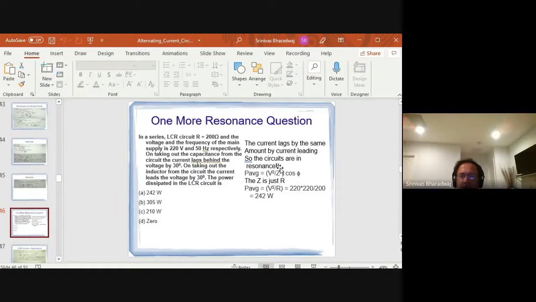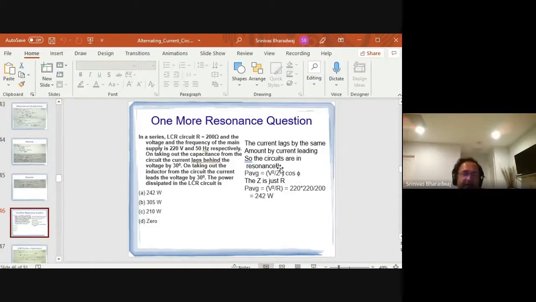So now, what is the power dissipated in the circuit? It is V square by R, because if this is 30, that is minus 30, then they will cancel out. Okay, so this phase angle is plus 30, that phase angle is minus 30, then that means that when you put both of them together in the RLC, they will cancel out. The circuit is in resonance. So as a result, your average power will be V square by R.